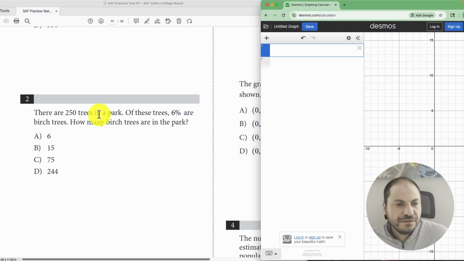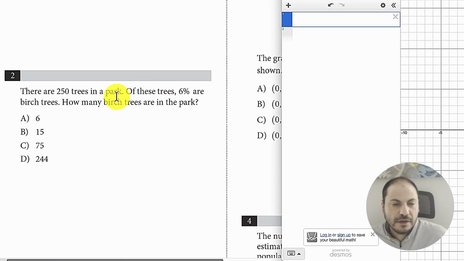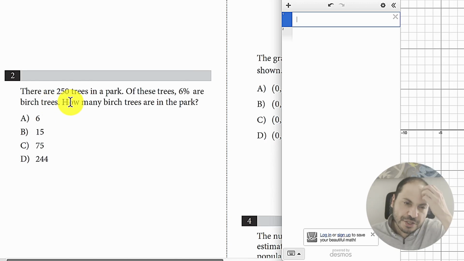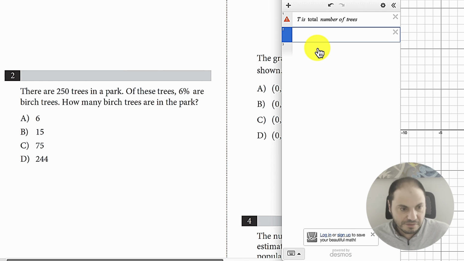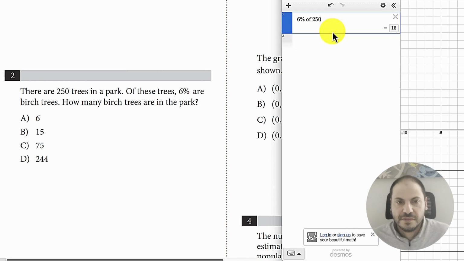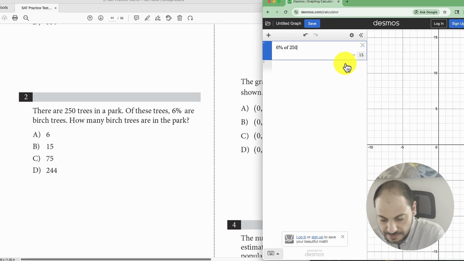There are 250 trees in a park. Of these trees, 6% are birch trees. How many birch trees are in the park? Let's say T is the total number of trees. This is just 6% of 250. That's all you do. You can also write percent of 250, that's 15. So that's not really a regression one, so my bad, but we did it anyway.